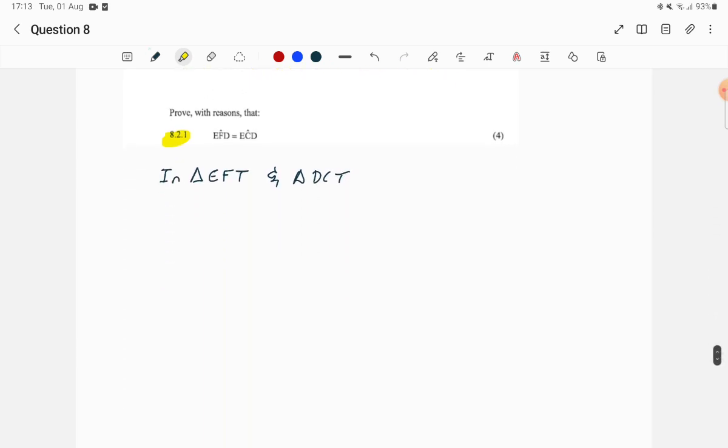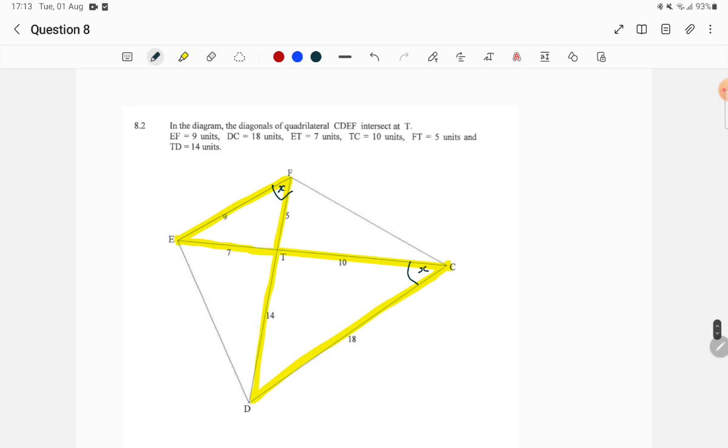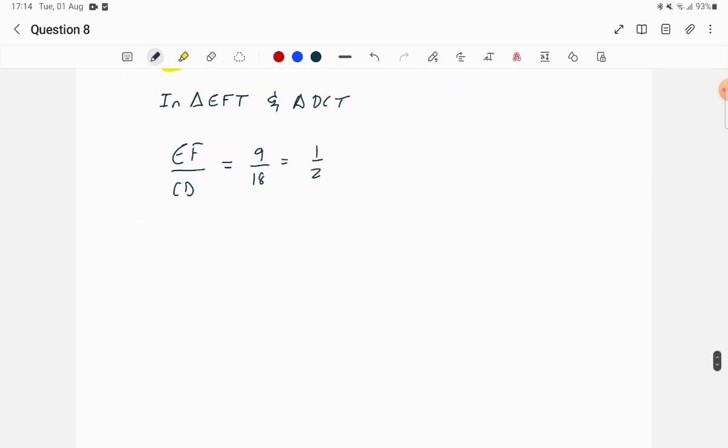So firstly, coming back to our ratios, EF over CD is equal to 9 over 18, which is equal to half. So if the sides of these triangles are proportional to each other, then we can say these are similar triangles. Our reason would be that the sides of the triangles are proportional. All right, so that's the first set.